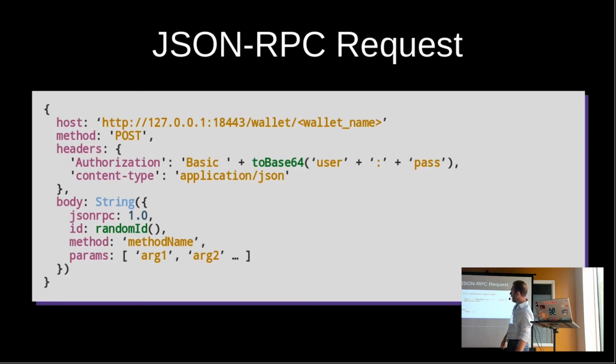If you know how to do HTTP requests and you have your Bitcoin Core node running and you have a wallet and you have a username and password, you can now control it using HTTP requests, which is super useful. Yes?